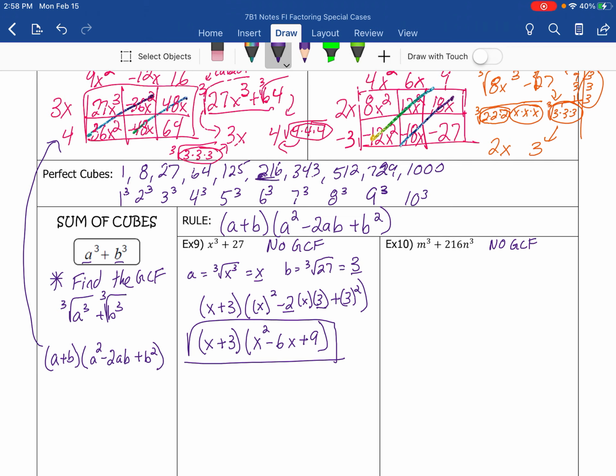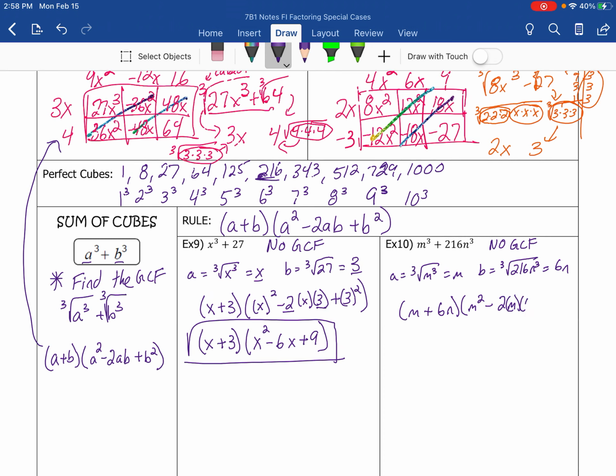The next one, I look at it, there's no GCF. If you're not familiar with your perfect cubes, you can see up here that 216 is a perfect cube. So I look for my a term, it's going to be the cubed root of m cubed, which is m. And my b term, to use my formula, is going to be the cubed root of 216n cubed, which is 6n. So it's a plus b, so it's m plus 6n.